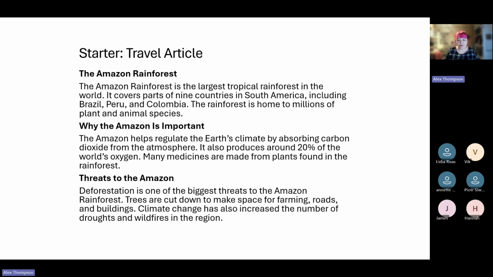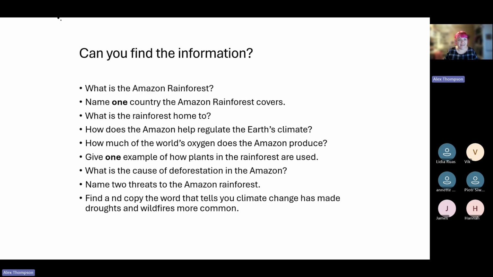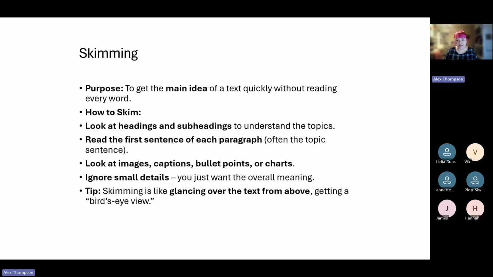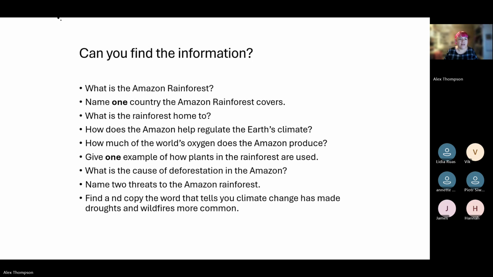So let's keep going through these questions. I quite enjoy them. The next one says, how much of the world's oxygen does the Amazon produce? Okay, so we saw that one. Because it has the numbers in it, it's the middle sentence, around 20%. Okay, next question. Give one example of how plants in the rainforest are used.